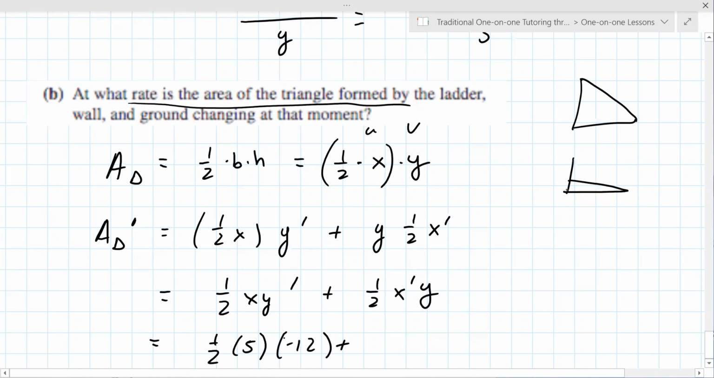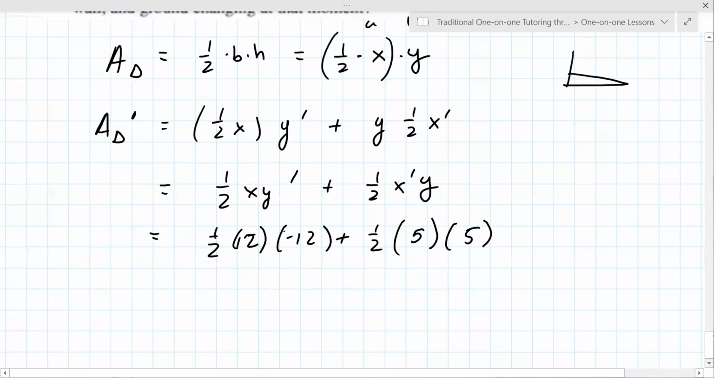I think X is 12? Yes, it sure is. Please, you can jump in and correct me anytime, because I'm not going to object to that. X prime is 5, and then Y is 5. So this gives you minus 144 over 2 minus 72 plus 25 over 2. That's 12.5, so it's negative 59.5.